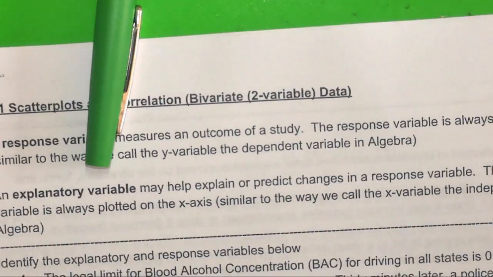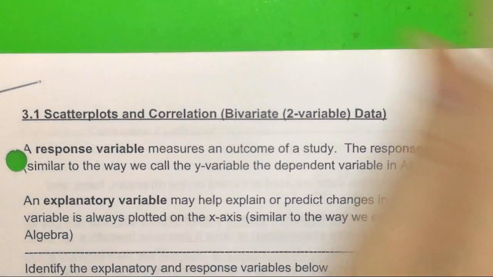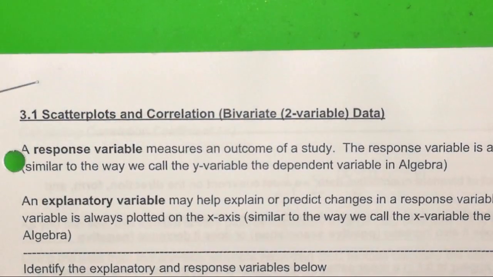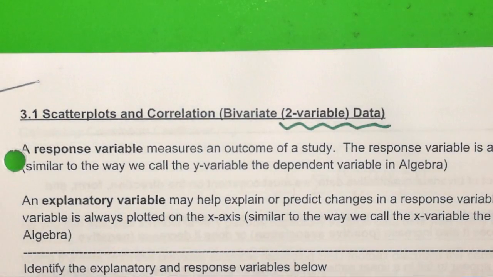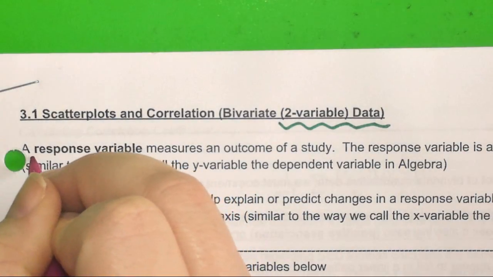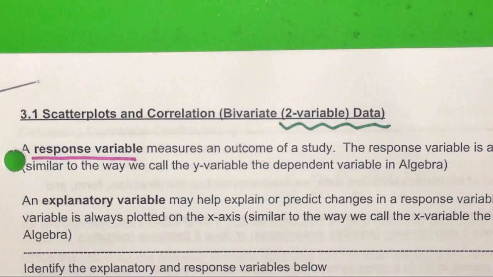So if we have 2 variables, 2 variable data, that's what the top of our notes say. That's going to be the difference from what we were just doing and the stuff in chapter 1. In chapter 1, you had 1 variable, so you drew a box plot with the data from that 1 variable. Now we're going to have 2 variables, and we're trying to study their relationship. There are 2 different kinds of variables. One is a response variable. It measures the outcome of a study.